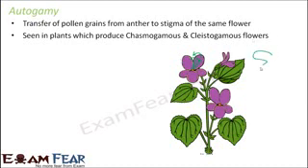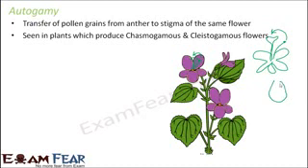For example, if you have a big flower like this, and this is your anther, this is where you have your stigma. So the distance is considerably larger. But if you have a closed flower, something like this, and your stigma is here, this is where you have the anther. So they are extremely close. So in case of a closed flower, it is easier. So this autogamy is seen in plants which produce chasmogamous and clistogamous flowers.